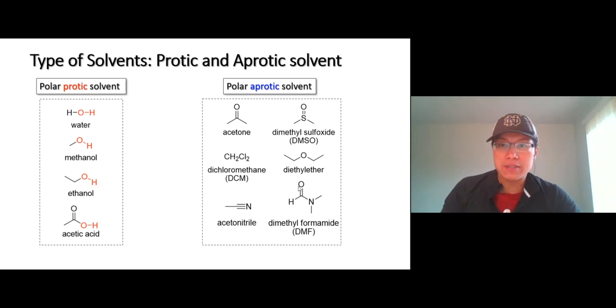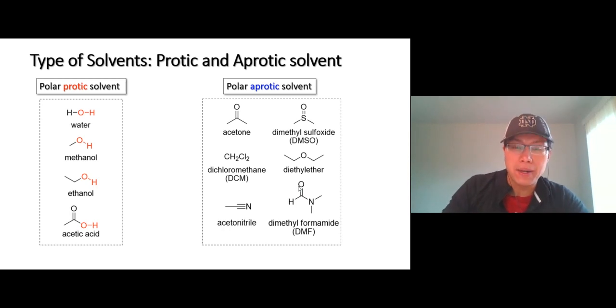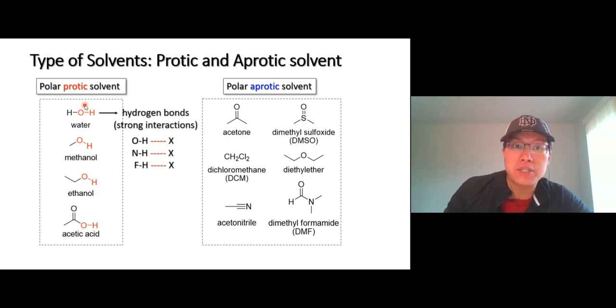Before that, let's take a look at the most common solvents that you're going to see. All these are polar solvents, of course, but they are slightly different. On the left side, we call them polar protic solvents. Protic means proton, so it's got a proton on oxygen or on nitrogen. These four solvents can form hydrogen bonding between themselves, like in a solution of water, methanol, ethanol, or acetic acid.